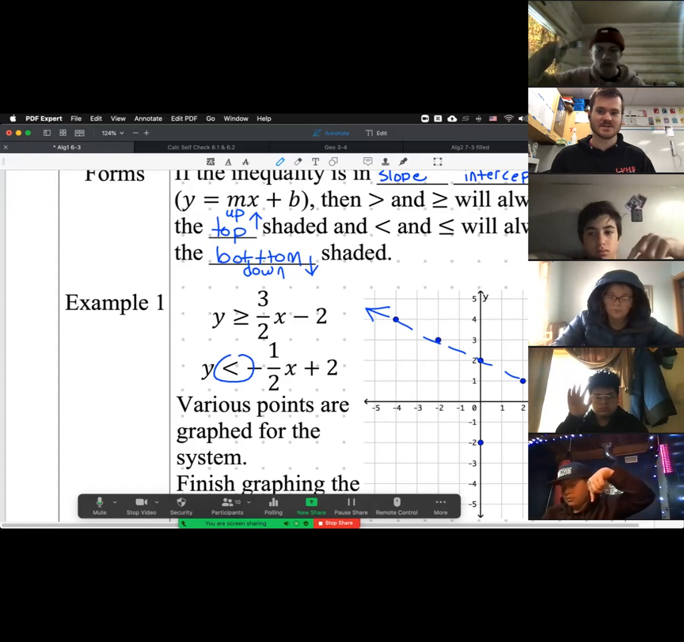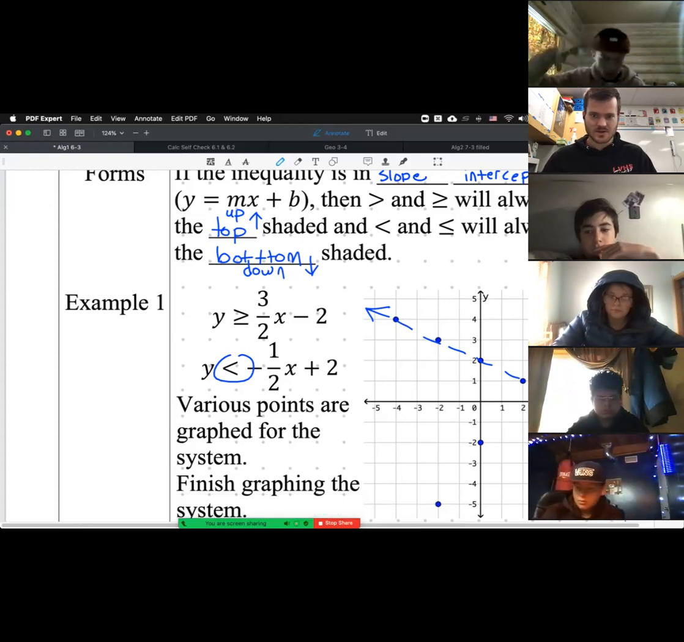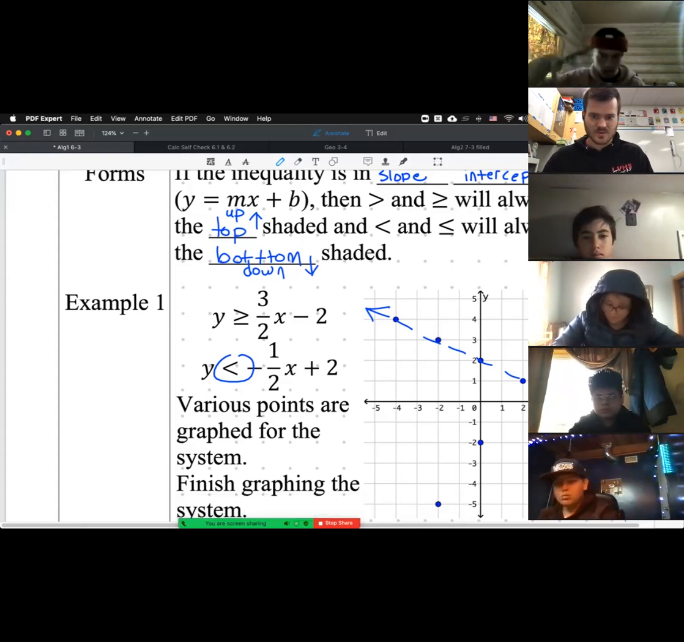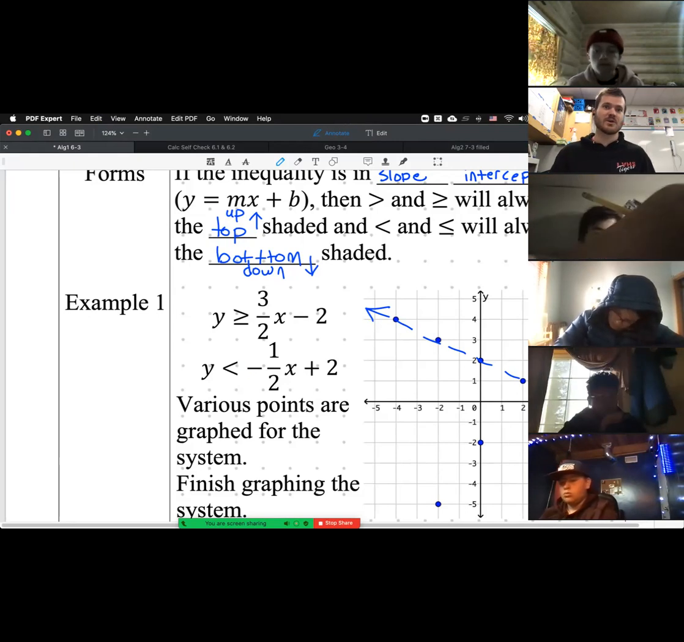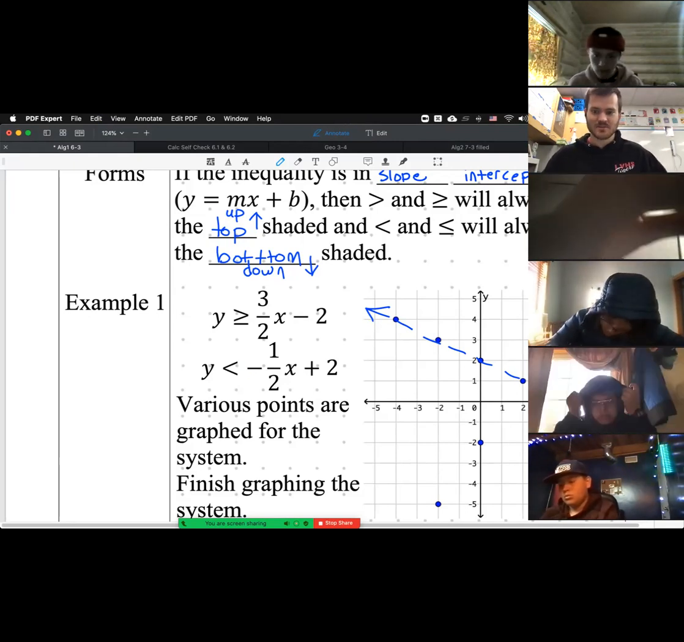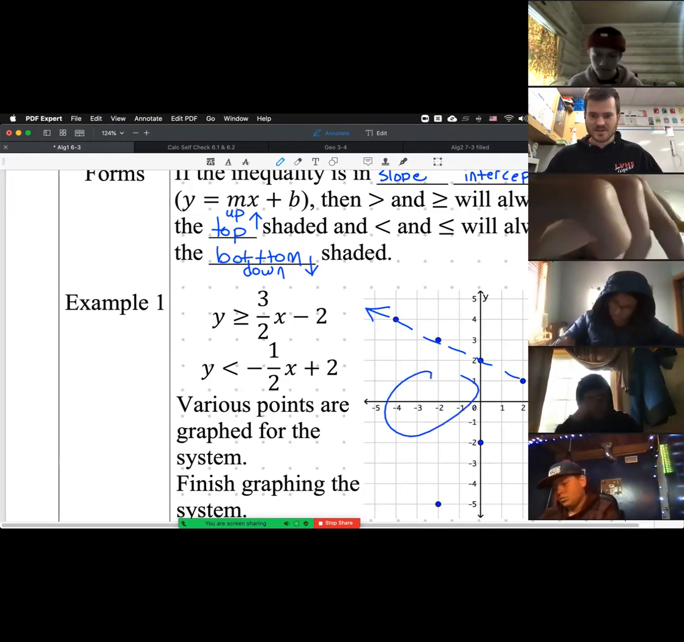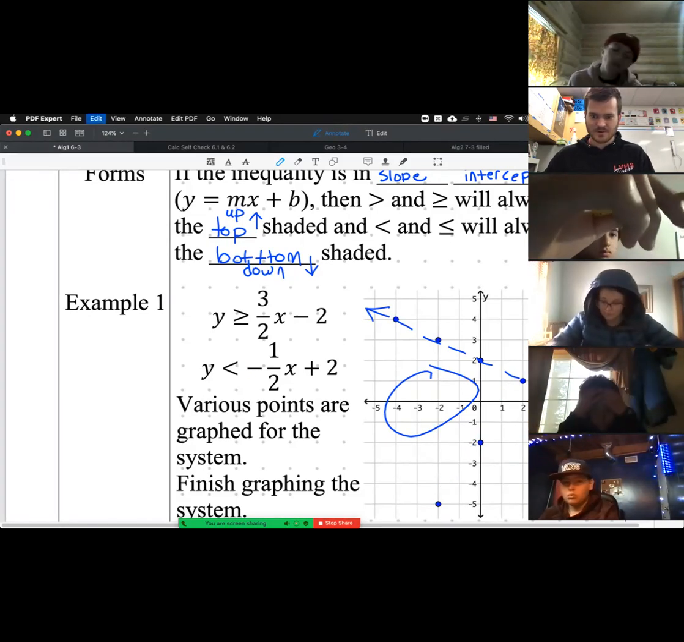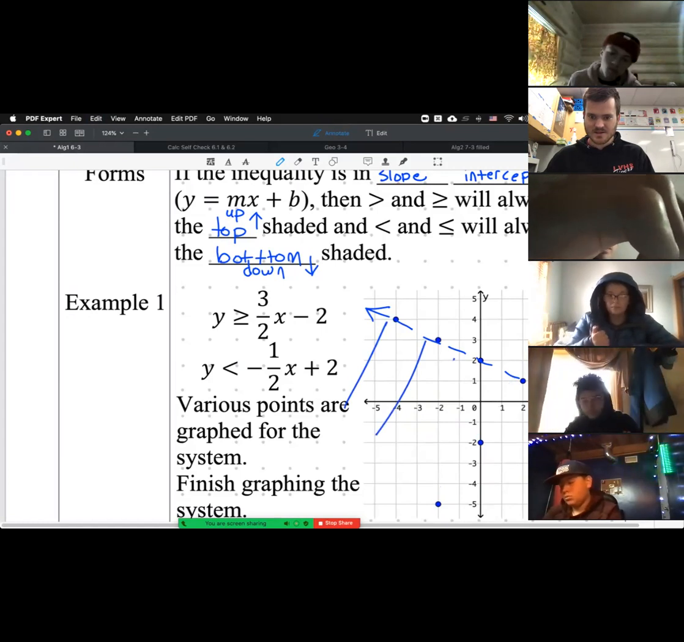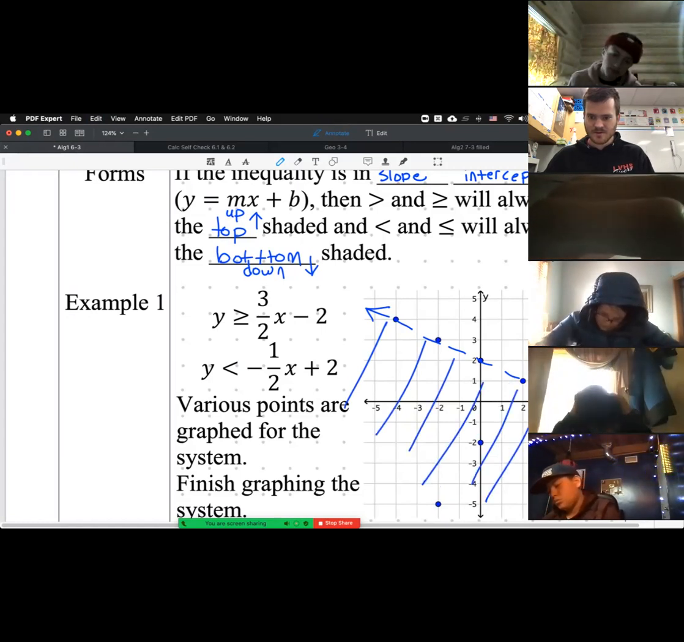And the majority has it. It is down. So let's go ahead and shade down here. Okay, so we're going to shade down. And the way that you want to do this for your notes is lightly shade down, because we don't know, is it going to be this area or this area? Because we have another line here that we have to worry about too. So lightly shade down from that dashed line.